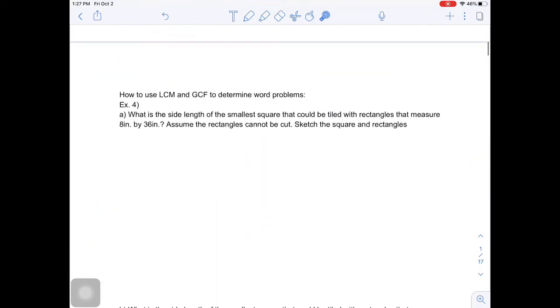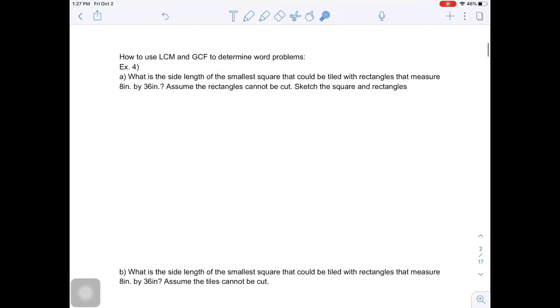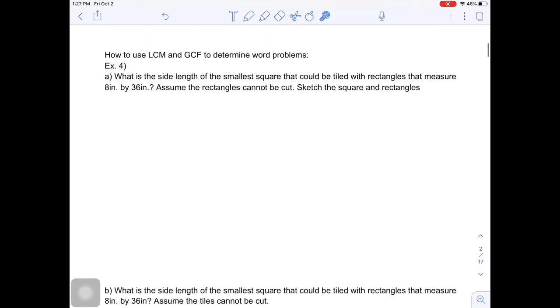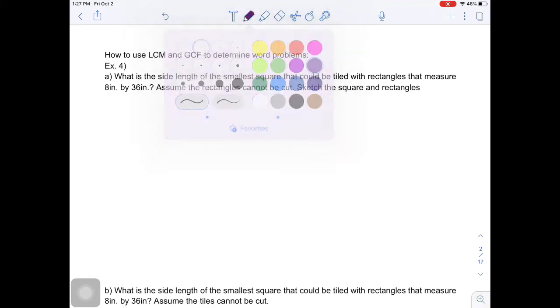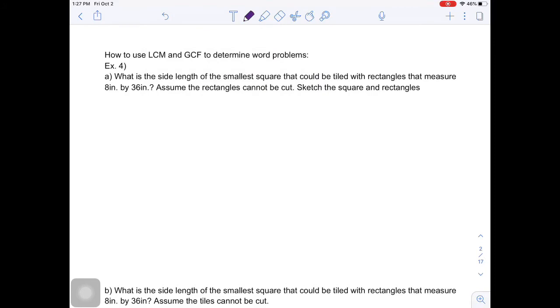Okay? So we can use these to our advantage in different types of word problems. Okay? And these word problems can be a little tricky, but with some practice, it can become even interesting and kind of cool to find these questions. So, what is the side length of the smallest square that could be tiled with rectangles that measure 8 by 36? Assume the rectangles cannot be cut. Sketch the square and rectangles.